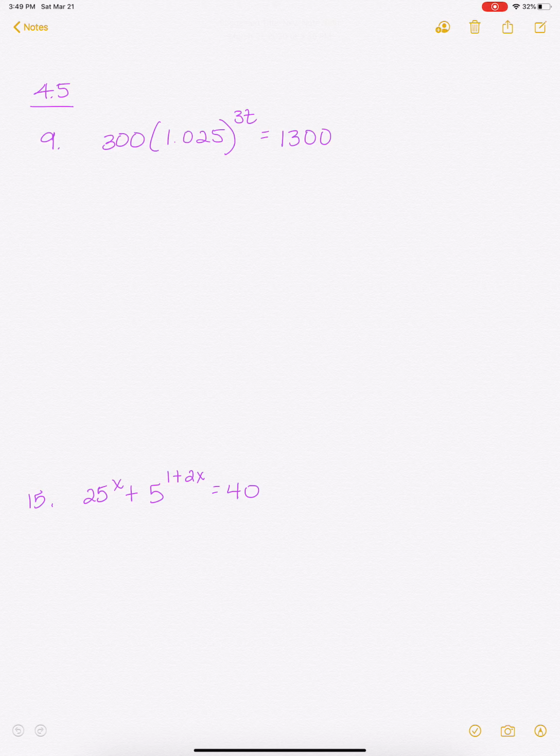So the first thing I'm going to do is isolate this exponential expression. So I'm going to divide both sides by 300. So what that is going to leave me with is 1.025 raised to 3t. And I'm going to go ahead and reduce it. It's going to equal 13 over 3.